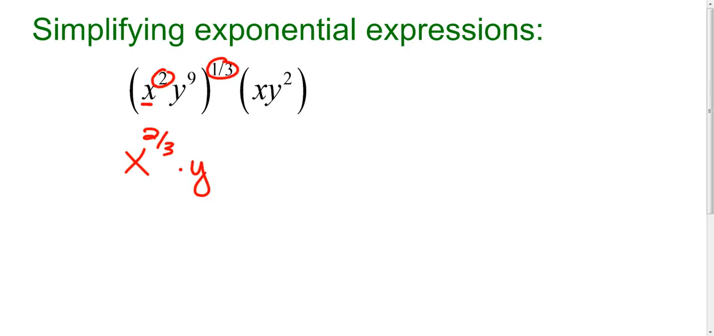And then y to the 9 times 1/3. 9 times 1/3 is 3. Okay, and then of course you have x and you have y squared over here that you haven't done anything with. Okay, then you're going to take your x's and you'll add your exponents.